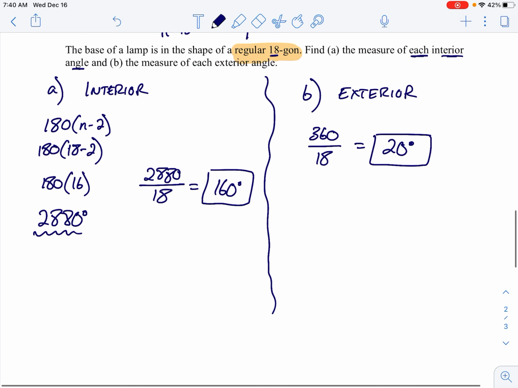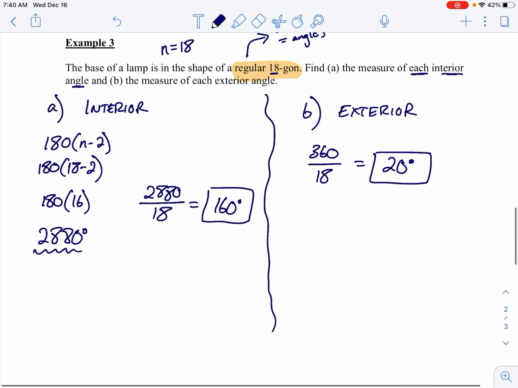And I believe that's it. So yeah, big thing today for 8.2 is making sure we know the difference between exterior and interior. Exterior is a little bit nicer. All the angles equal 360.